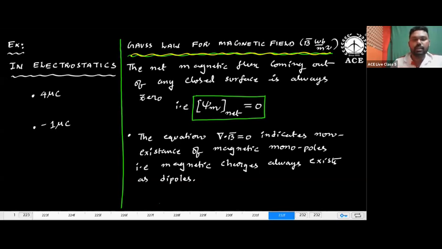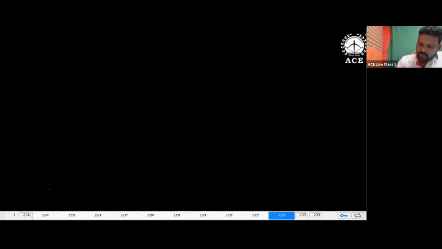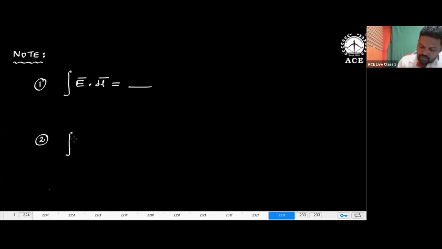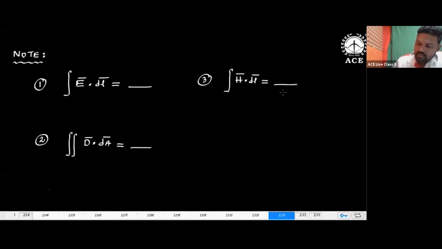Fine. There are some integrals which you need to remember. Let me turn the page before going to the numericals. Note. The first integral is like this, beta: line integral of E dot dl. The second one is the surface integral of D dot dA. The third one is the line integral of H dot dl. The fourth one is the surface integral of B dot dA.